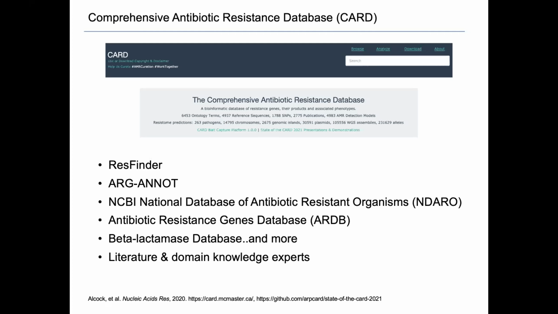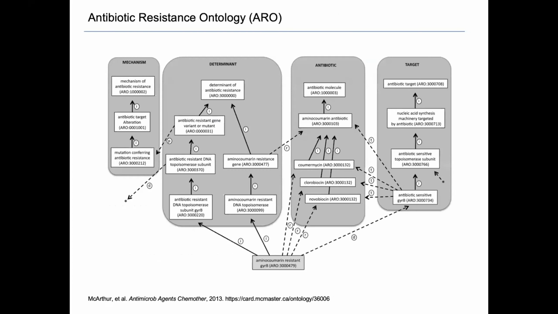So one useful way to do this is through an ontology. Unlike the other databases, CARD's underlying structure is an ontology, and specifically it is called the Antibiotic Resistance Ontology, or ARO for short. An ontology is just a network of words linked by relationships, and it is intended to connect knowledge.